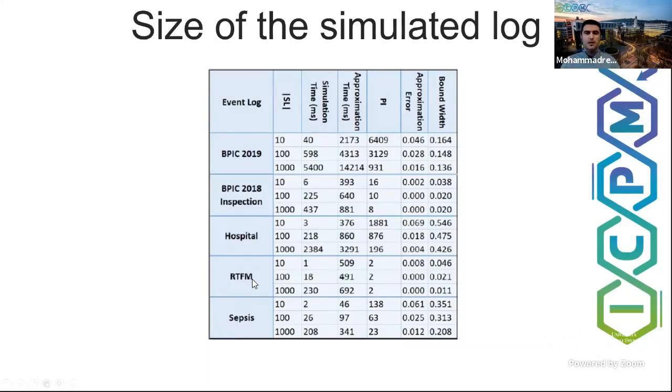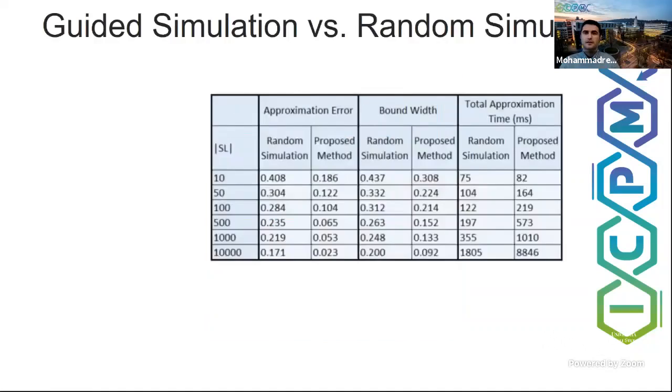For some logs, for example road traffic fine, we couldn't generate 1,000 unique variants. So of course, we see that there is a trade-off between the size of the log and having high performance improvement. So there is a trade-off between bandwidth and performance improvement. We also conduct an experiment to see the effect of our guided simulation.